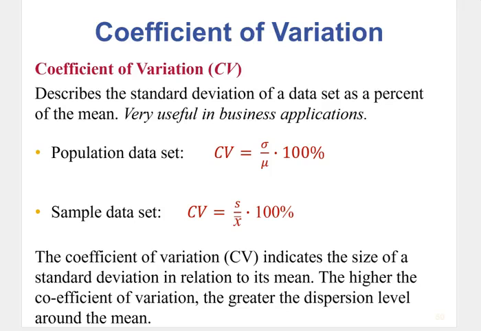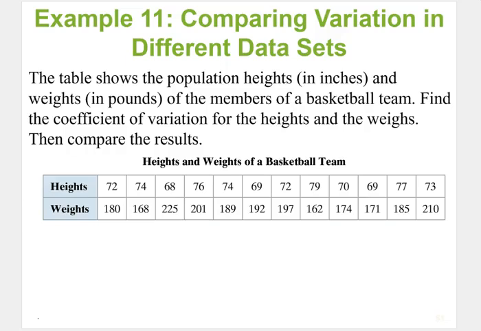So if you have a higher CV, it's going to be very dispersed and spread out. The lower your CV, the more grouped that data is going to be. So let me give you an example. If we have the heights and the weights of the members of the basketball team, I would like you to find the CV for the heights and the weights.